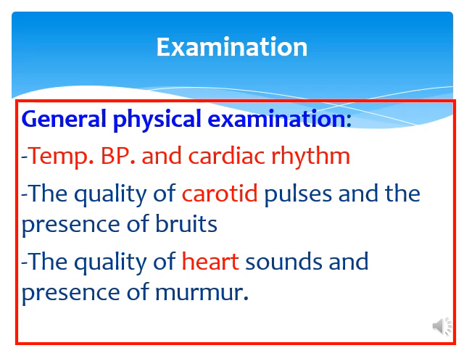Cardiac rhythm gives information about the stroke, whether it is cardioembolic due to atrial fibrillation or valve disease. The quality of carotid pulses and the presence of bruit are also very important, so check the neck and the carotids, the quality of heart sounds, and the presence of any murmur. The general physical examination is very important. Don't miss it in every patient with suspected stroke.